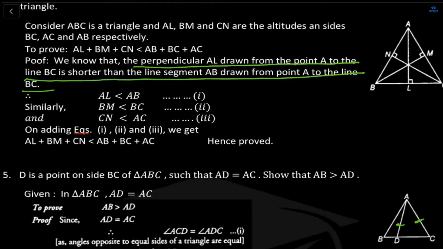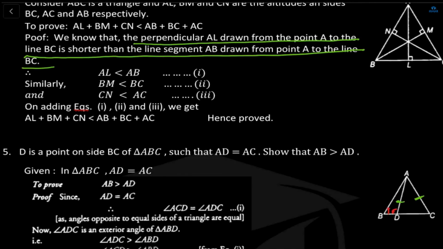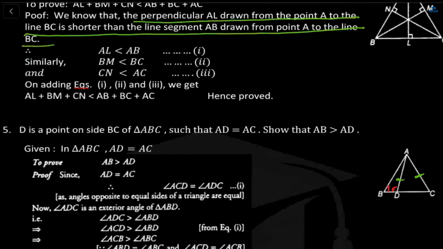Yes. So if we have to prove that AB is greater than AD, we have to show that angle ADB is greater than angle ABD. Yes or no? And how can we show that? See, since AD is equal to AC, angle C will be equal to angle ADC. This angle will be equal to this angle, because both the sides are equal.